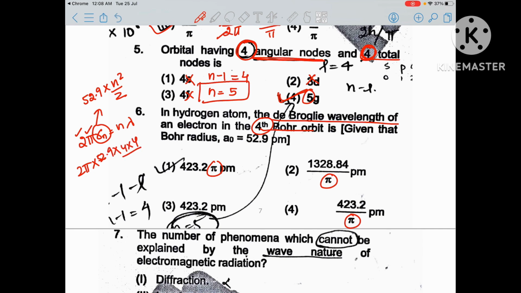So Rn you have to put, n is 4, so 4 into 4: 2 pi into 52.9 into 4 into 4 by Z. The hydrogen atom is given, right? So Z should be 1 only, is equal to 4 lambda. Please solve and find the value of lambda. You'll get the first option.